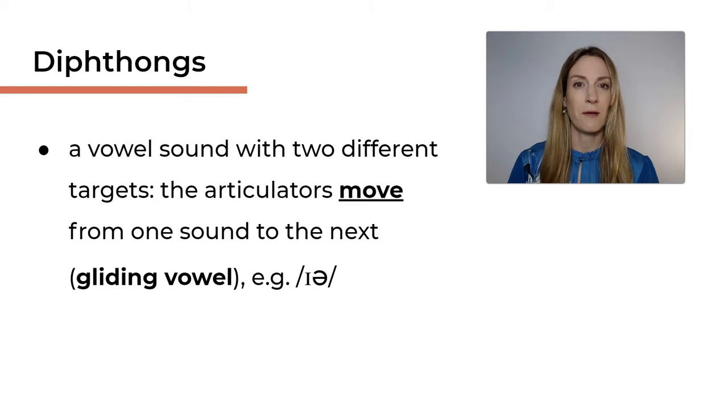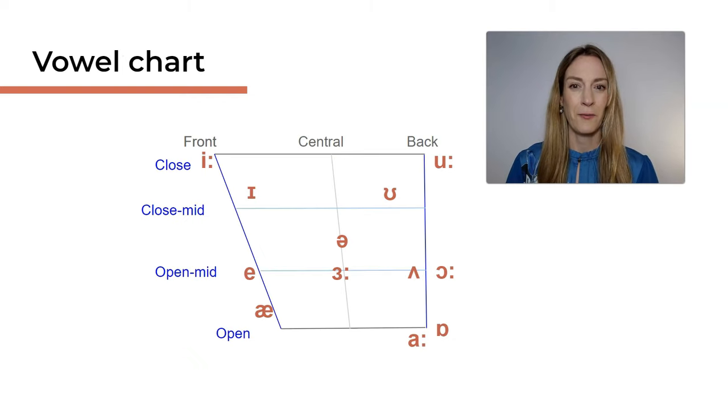I've given you an example here, ear. We have two vowels, I and a, our schwa, our central vowel sound. Together they form the diphthong ear. Ear. If you say it and you're a little bit more aware of your articulators, you can really feel the movement. Ear.